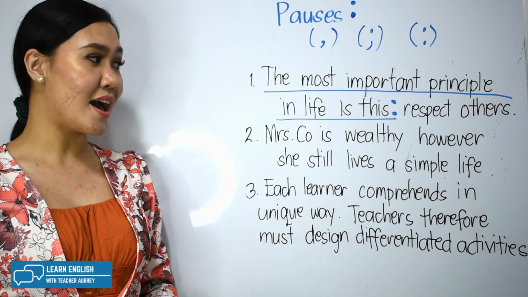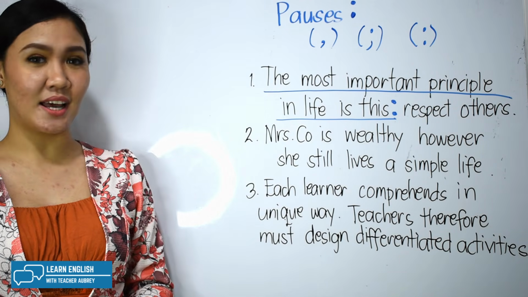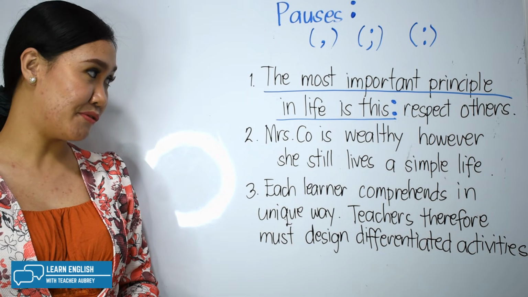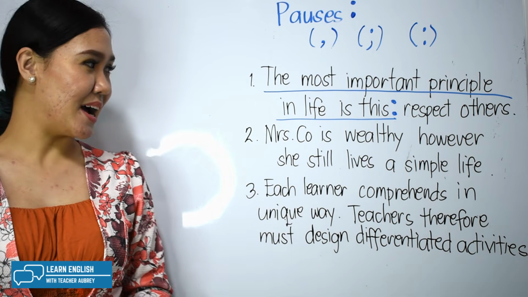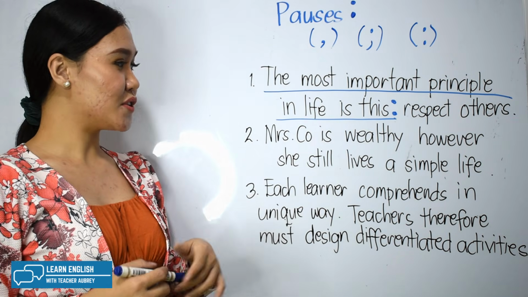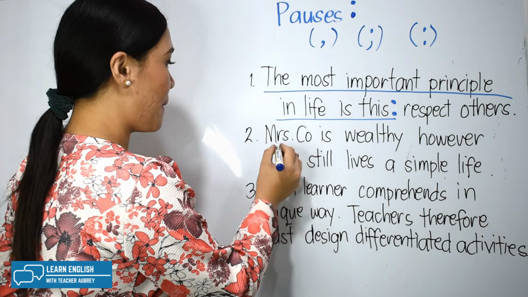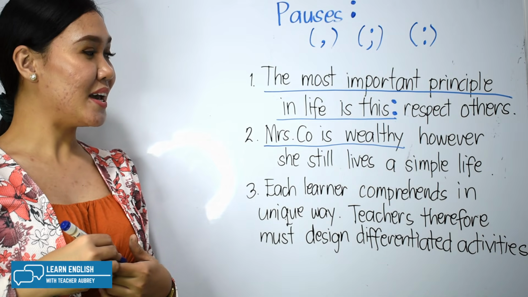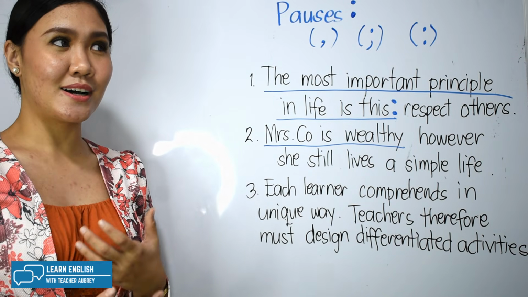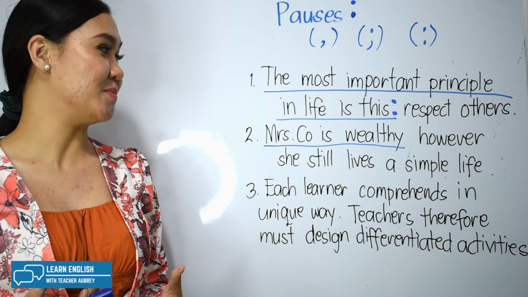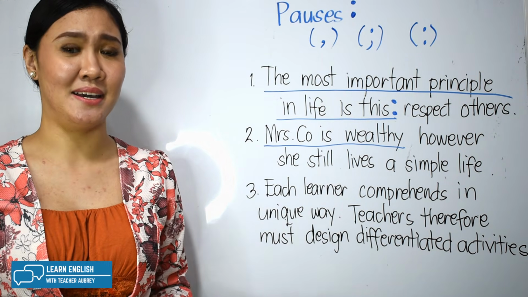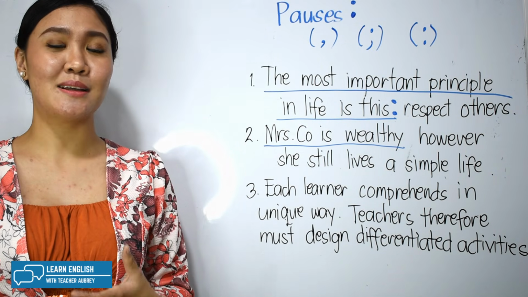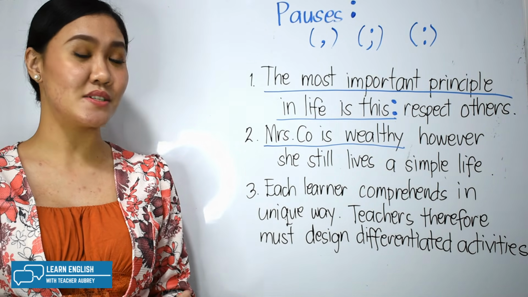For number 2, Mrs. Ko is wealthy. However, she still lives a simple life. Medyo mahaba-haba. Unawain natin. In the first part, mayroon tayong independent clause. Mrs. Ko is wealthy. That's already a complete sentence. Pero, may gustong sabihin pang additional information. Okay? Si Mrs. Ko ay mayaman. Bagaman, mayaman na siya, nananatili pa rin namumuhay siya ng simple. She still lives a simple life.